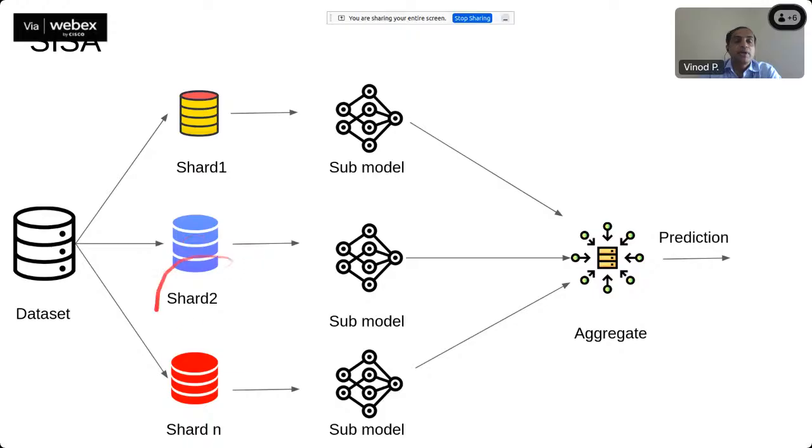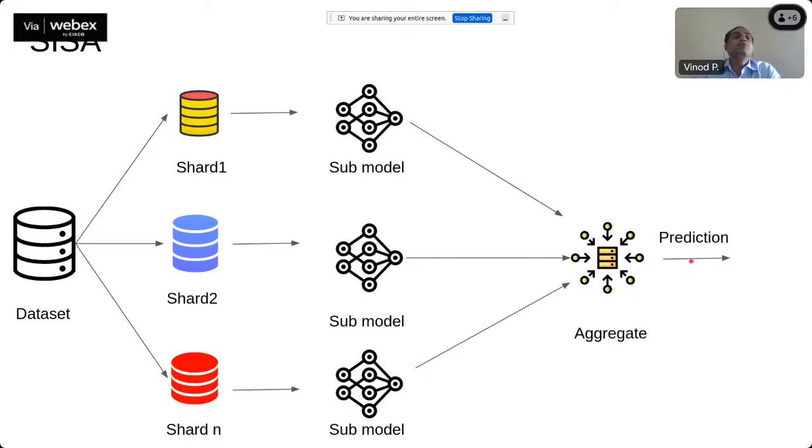We divide it into some number of shards, as you can see here from shard 1 to shard n. Each shard is presented to a model. The model learns the pattern corresponding to the shard, and the output of each shard is aggregated, which gives the final prediction of the data point.